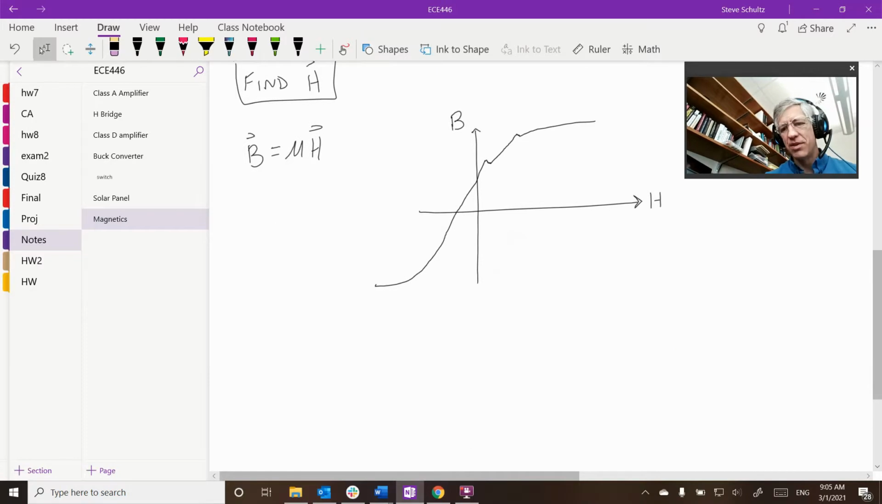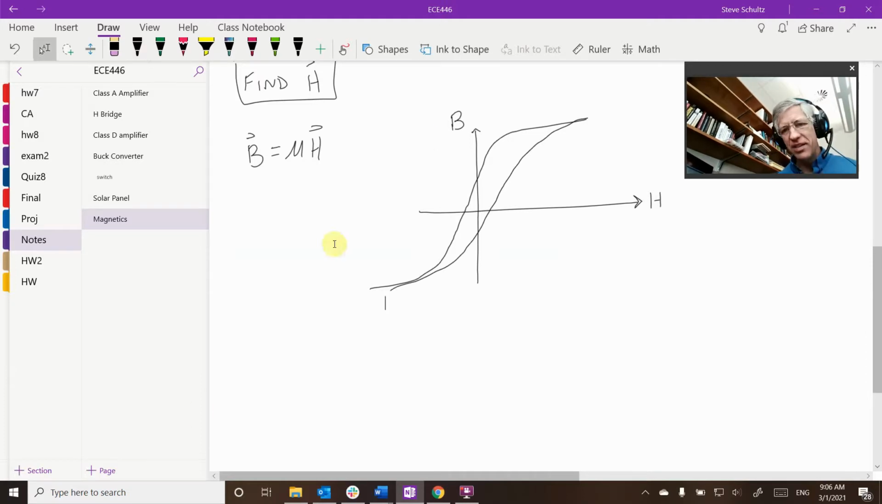Okay, and then when we come down like this, there's a couple things that we see here, and the one is we get hysteresis. So the way that we go up is a different path than the one we go down. We also get a saturation where this gets to be flat, which means that my H can increase without increasing my B. And then down here, the same thing, I can get the saturation the other way.